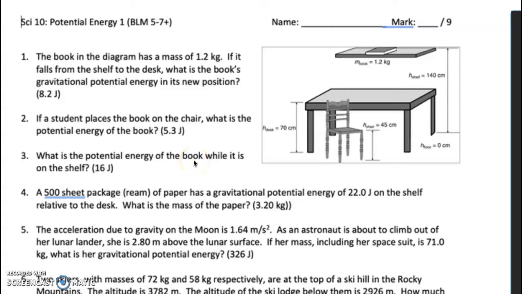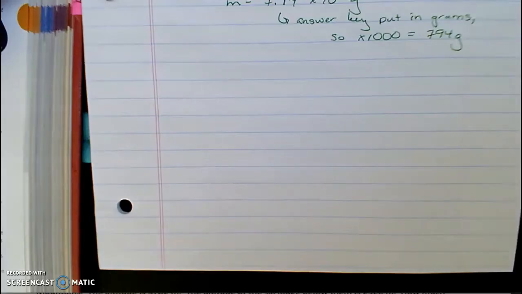Let's do some potential energy questions together. Okay, first let's start with question 2, question 4, and question 5. So what we want to do is list variables, right? So that we don't have to keep looking back and forth to our paper. Okay, so let's do that.